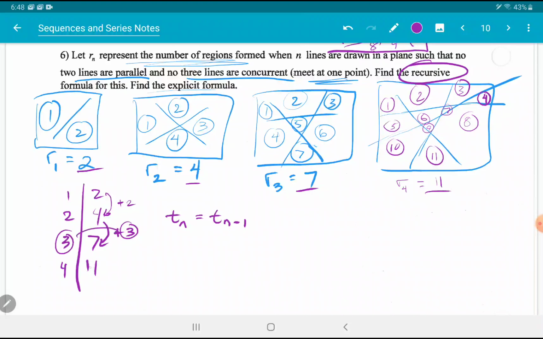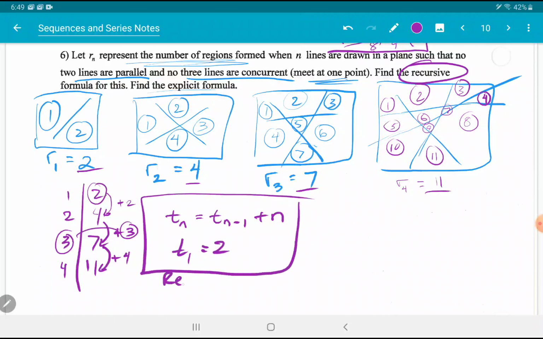Here, I'm at term 4. I take my previous number and add 4. At term 4, I take my previous number and add 4. So it looks like we're adding that n value again. What's our first term? Our first term is 2. So there's our recursive formula. Make sure you specify that, because now we're going to create the explicit formula.